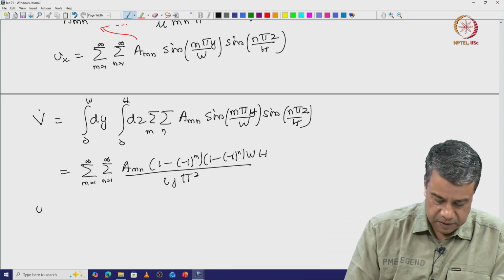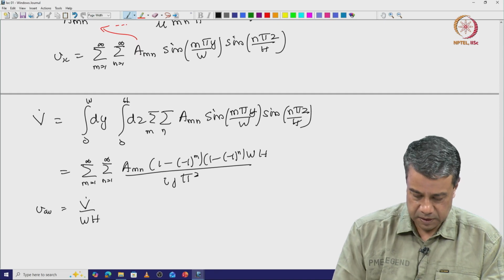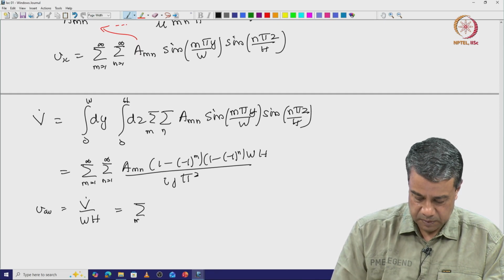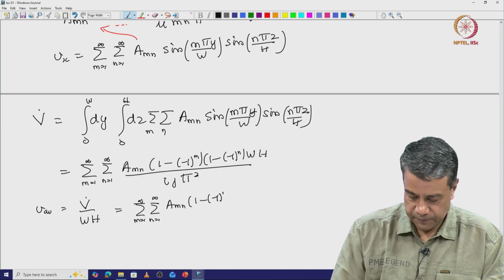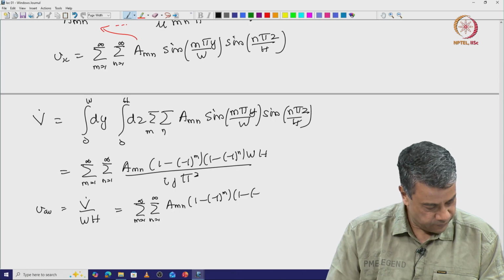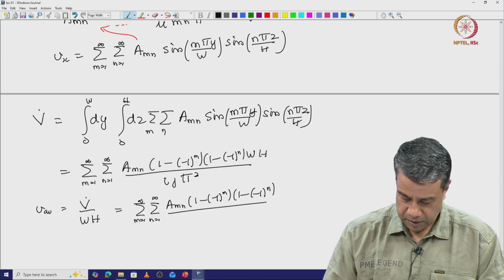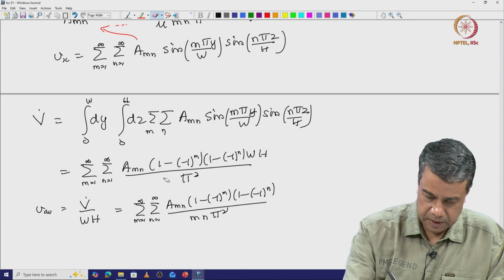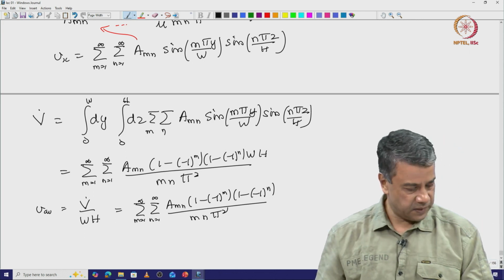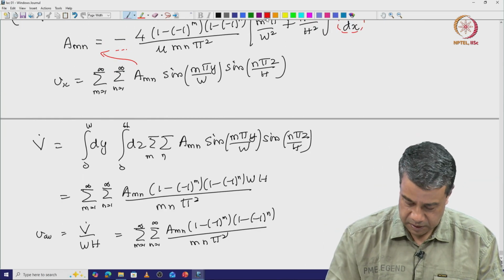And the average velocity V average is just equal to V dot by W times H, which will be the same thing, summation m is equal to 1 to infinity summation n is equal to 1 to infinity A m n into 1 minus minus 1 power m, 1 minus minus 1 power n, by m n pi square. I am sorry, this has to be m times n. Okay. So, that is the solution where I have substituted this A m n from here.